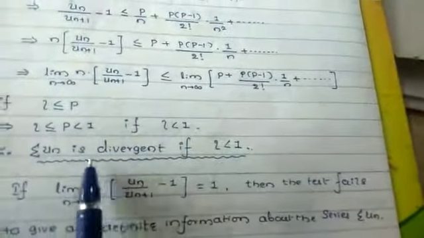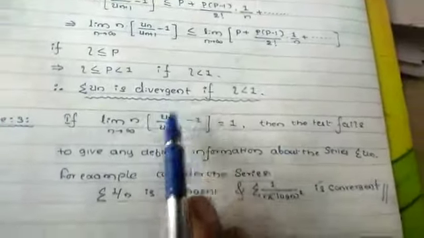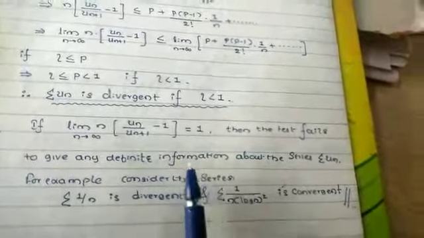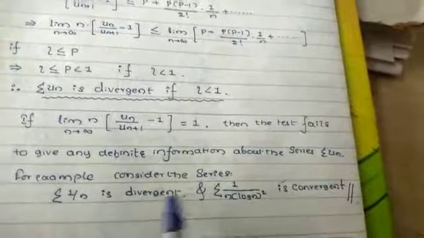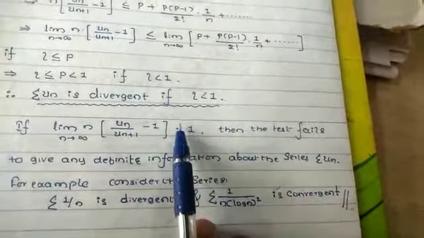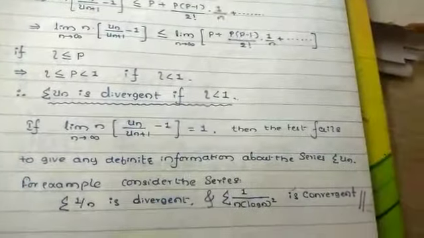So we have considered that L is less than 1. Therefore for L less than 1, this series is divergent, and for L equals 1 it is not necessary to write anything, so the test fails. The series may be convergent or divergent; the test fails for L equals 1.